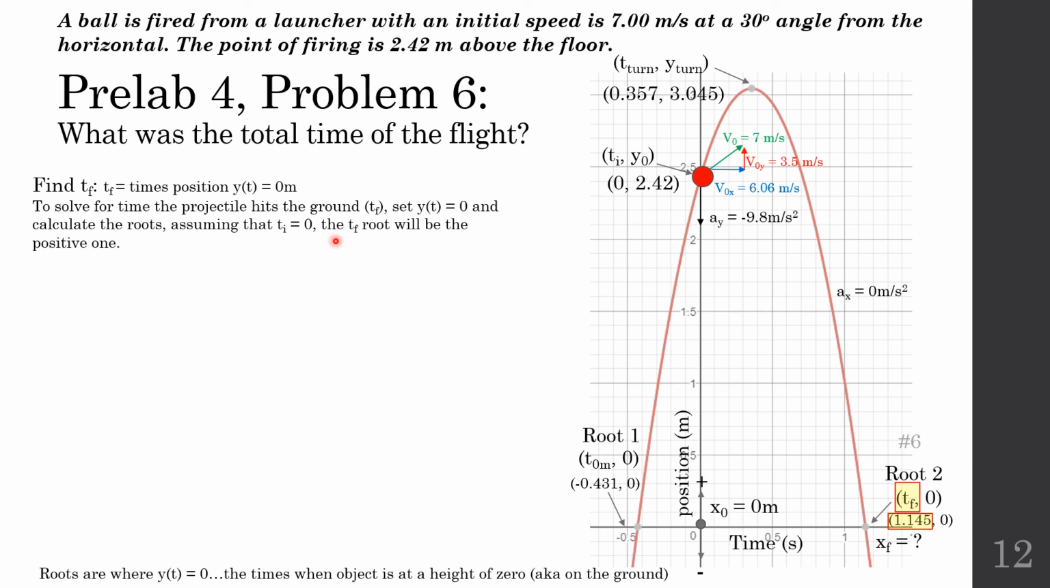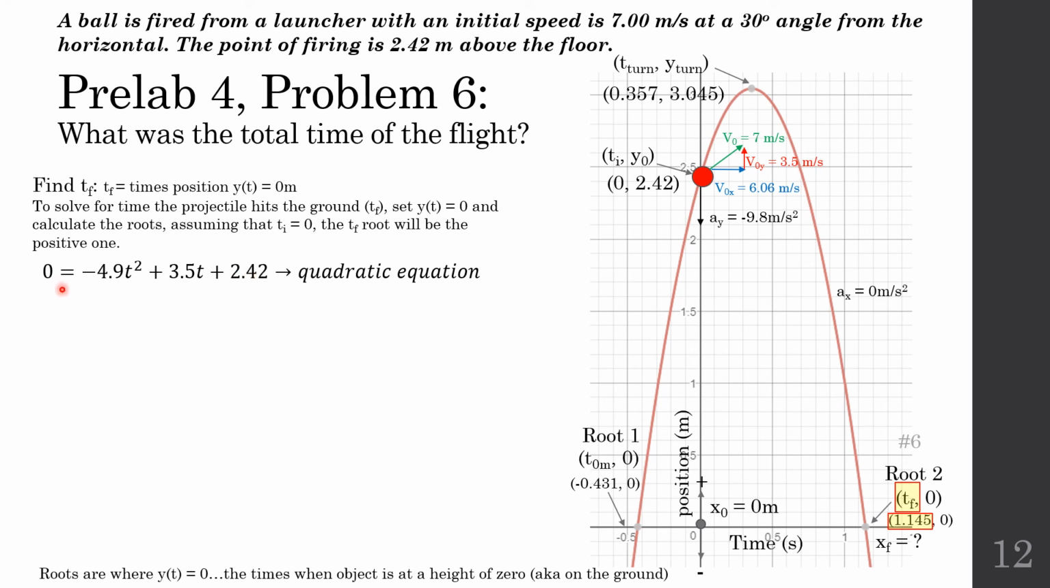And the t final root is going to be the positive one. We're going to get a negative and a positive root. You can see that right here. It intersects at a negative number and it intersects at a positive number. We want this positive number.